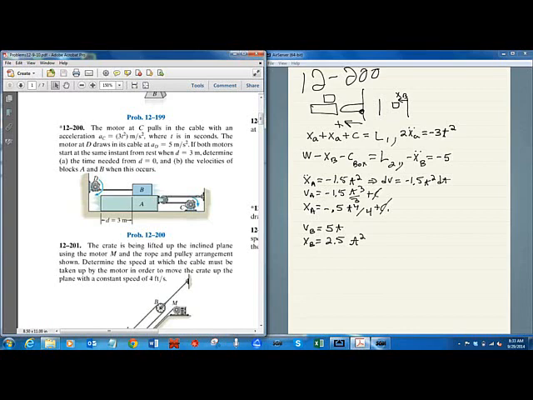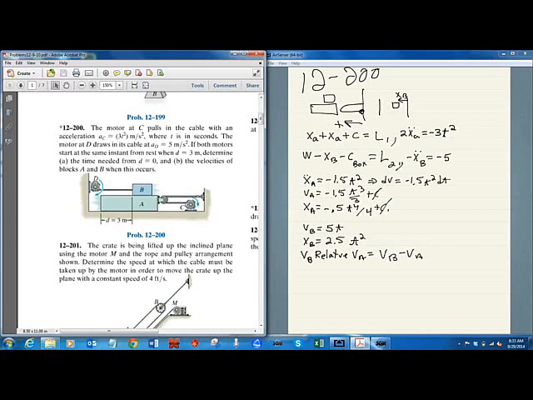Relative motion. The velocity of one thing, let's say B, relative to A, is the velocity of B minus the velocity of A. It's that simple. If you want B relative to A, it's B minus A. If you want A relative to B, in other words, I'm standing on B looking at A, it's A minus B. It's that simple.